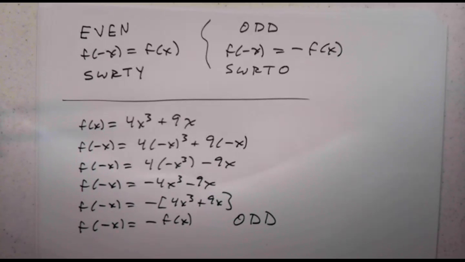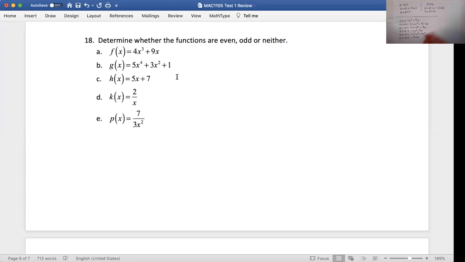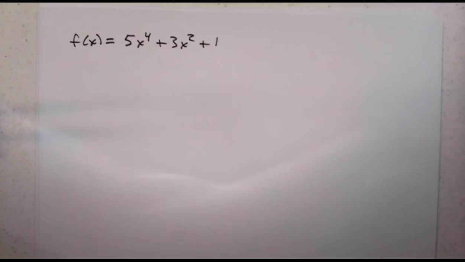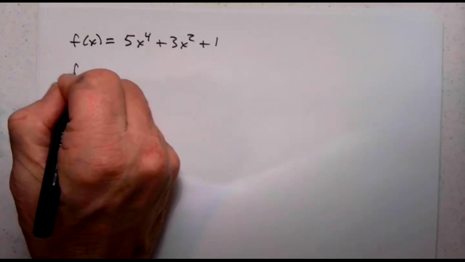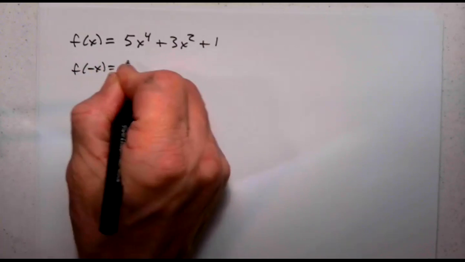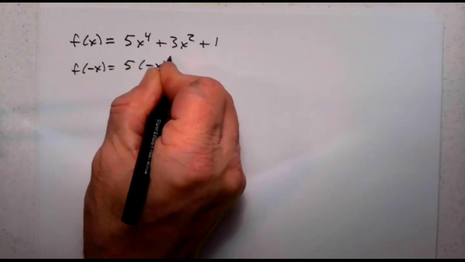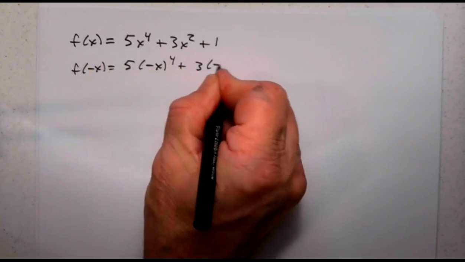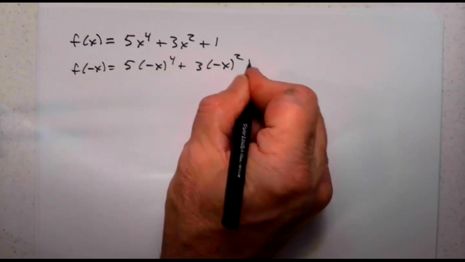Okay, our next question is 5x to the fourth plus 3x squared plus 1. Let's write that down. And we'll determine if it is even, odd, or neither. 5x to the fourth plus 3x squared plus 1. We need to look at f of negative x, which is 5 times negative x to the fourth plus 3 times negative x squared plus 1.